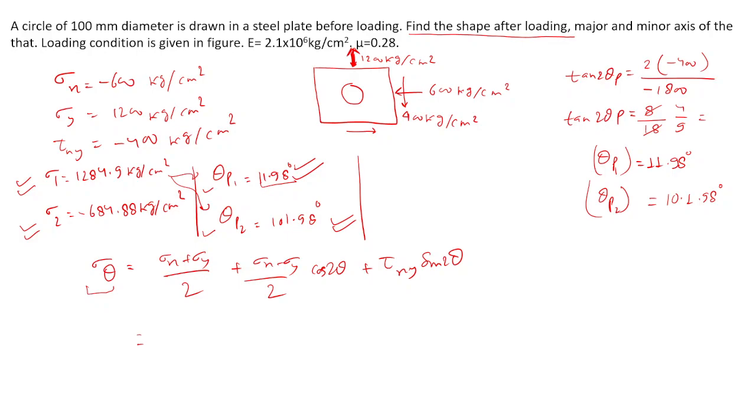So instead, we can directly use principal stress formulas. Instead of using a general formula, we can use the principal stress formulas: sigma x plus sigma y by 2 plus minus root of. So from where can you find which angle belongs to the major axis or minor axis?